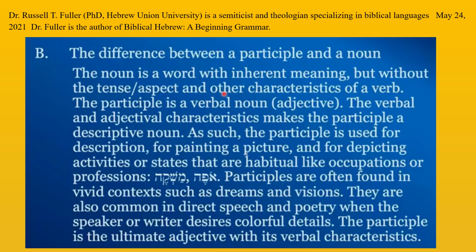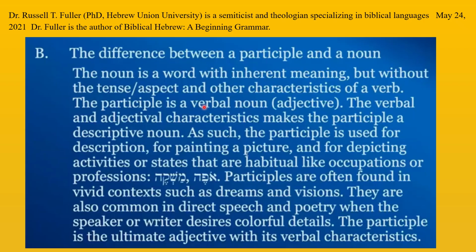Nor does a noun, generally speaking, have any other characteristics of a verb. A participle does. The participle, therefore, is a verbal noun acting as an adjective. It just means it modifies something. It gives you more information about something, the subject.